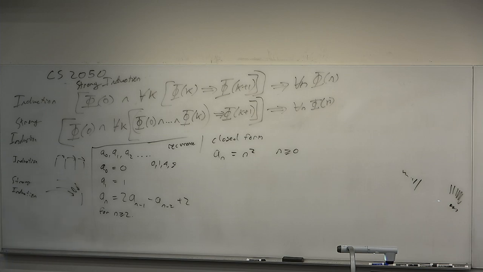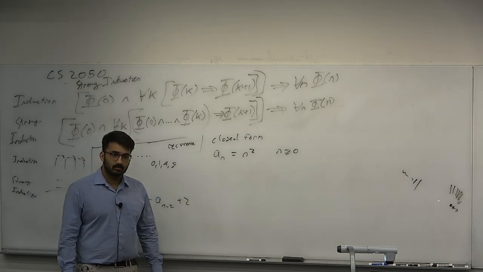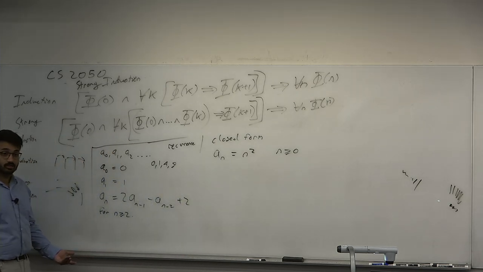Surprising, isn't it? That doesn't look anything like a square. But yet I claim that A of n is equal to n squared. You can prove it to yourself by induction.